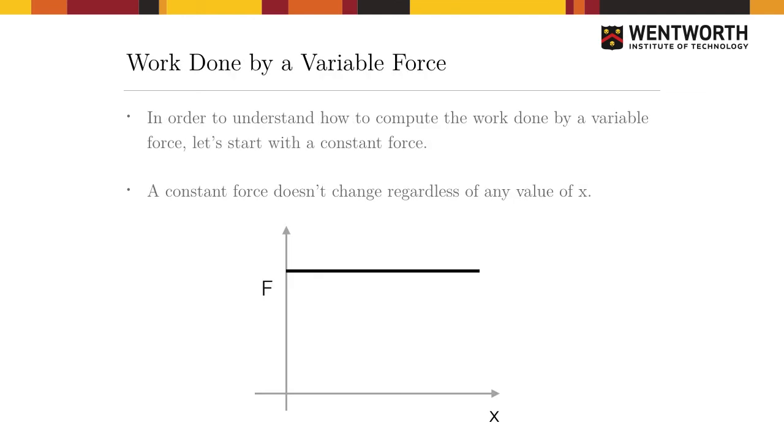Now, how do we compute the work done by such a variable force? Let's look at a simple example before graduating to springs. Suppose we have a constant force acting on some object. A constant force doesn't change as a function of position. Therefore, the graph of this force as a function of position is a flat line as shown here.